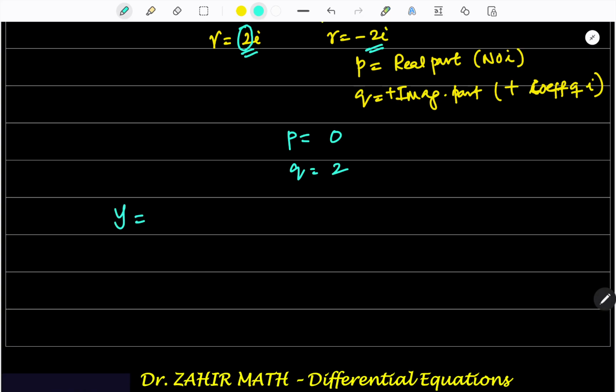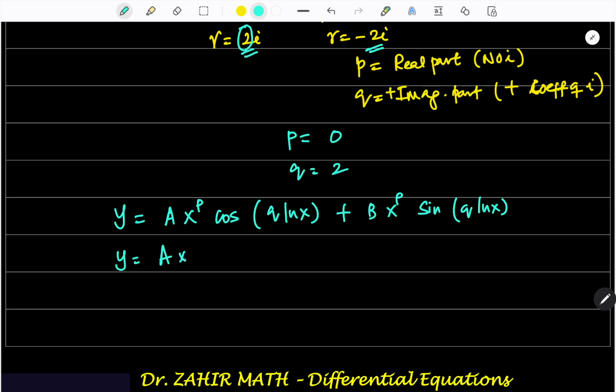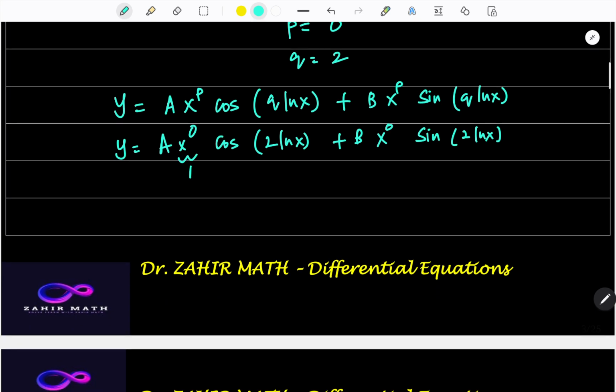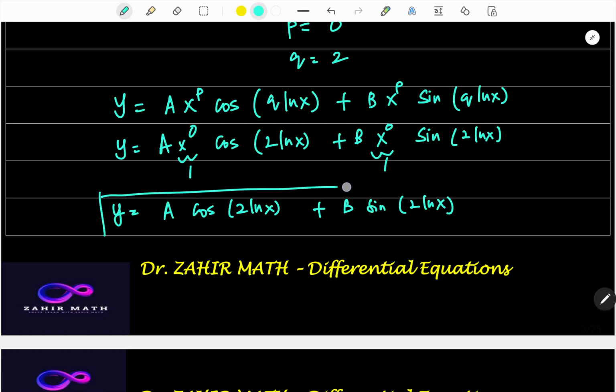Your solution for complex is y equals a x power p cosine bracket open q ln x plus b x power p sine q ln x. So y equals a x power 0 cosine q, which is 2, ln x plus b x power 0 sine q, which is 2 ln x. You know that x power 0 is 1. So y equals a cosine 2 ln x plus b sine 2 ln x. Right. So this is going to become your final general solution.